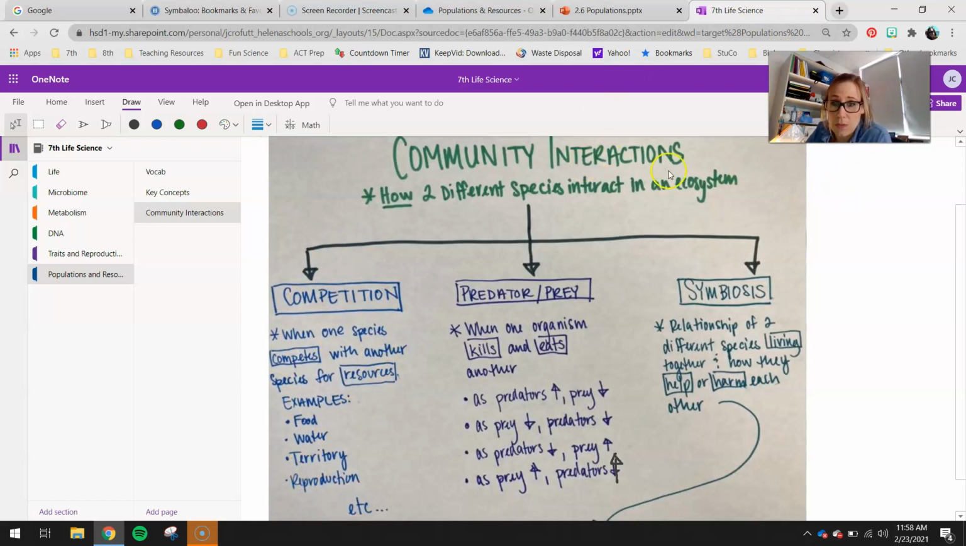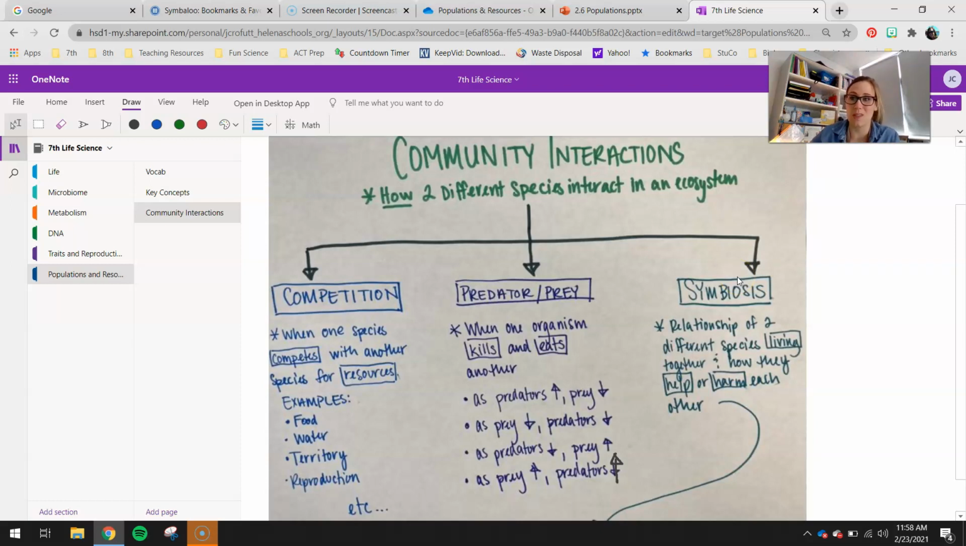Finally, our 3rd type of community interaction is going to be symbiosis. Again, we're going to focus on this a lot more next week. For right now, we're just going to leave it as the relationship of 2 different species living together. It's going to be very similar to predator-prey, but the difference is predator-prey kill to eat. Their intention is to kill, that animal's dead, and they're going to eat it. Versus symbiosis, they're living together, meaning they're not necessarily killing each other intentionally.